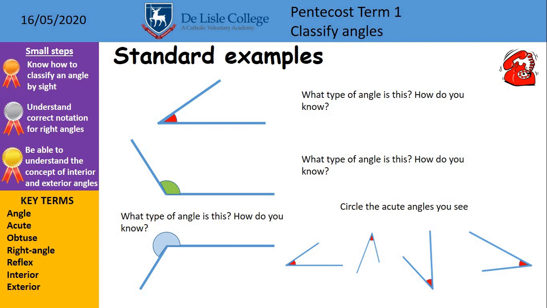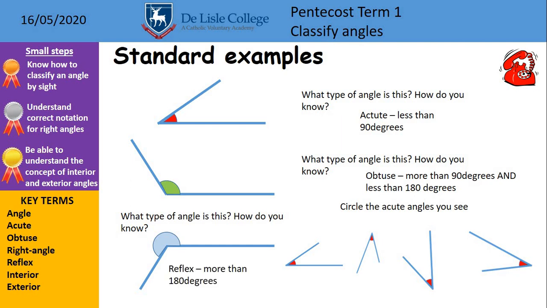Okay, hopefully you've had a good go at this. So the first one, that is an acute angle. How do you know that? Because it is less than 90 degrees. Okay. Second one, we know that is an obtuse angle because it is larger than 90 degrees, but it is less than 180 degrees. And the bottom left one, that then must be a reflex and it is more than 180 degrees.